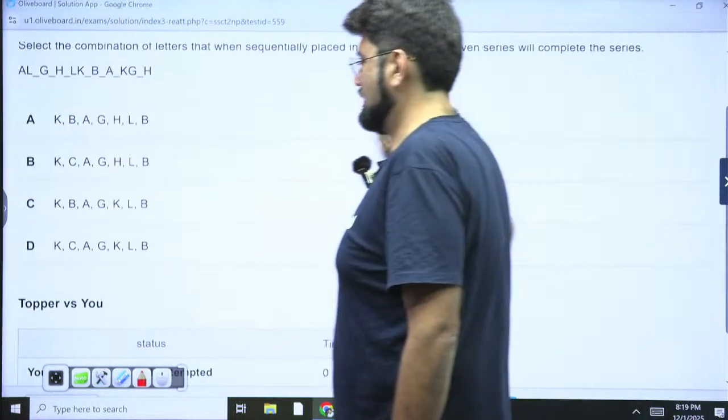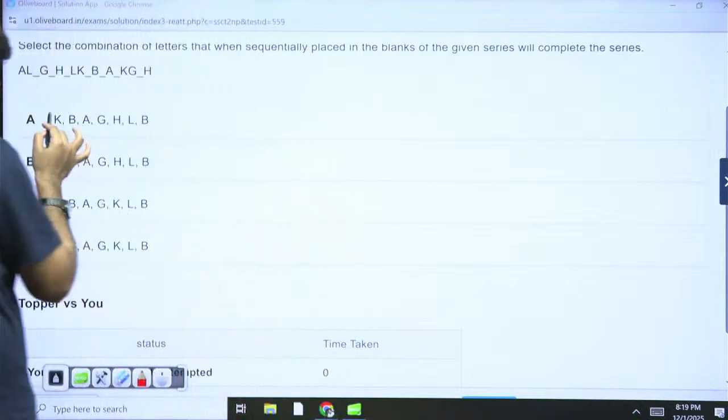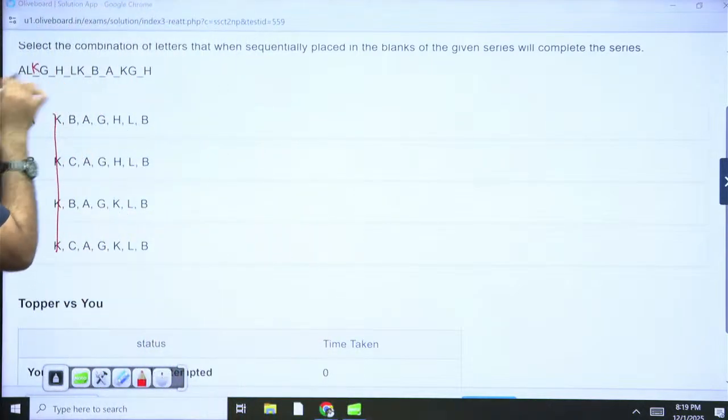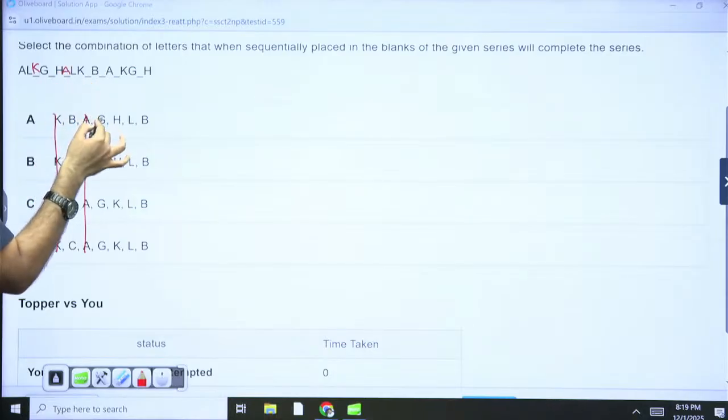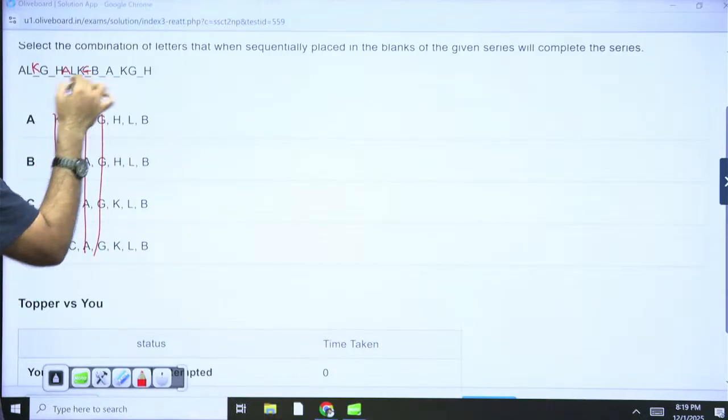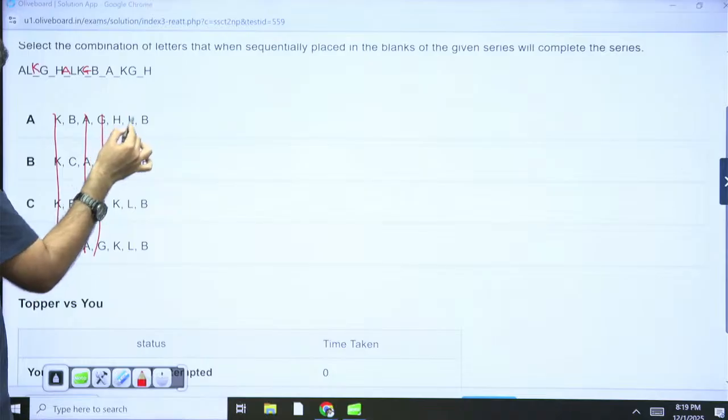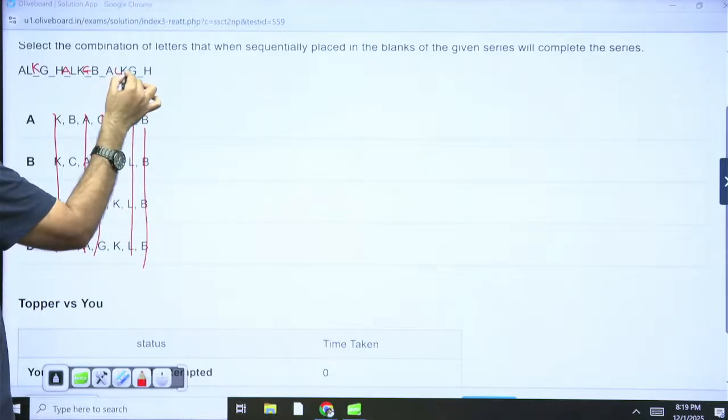Okay. Repeated letter series. First letter is K. Vertically put K here. Third letter is A. Vertically put A here. Fourth is G. My God, they're giving away the whole answer. Second, last and last are L and B. Okay, they are done for now.